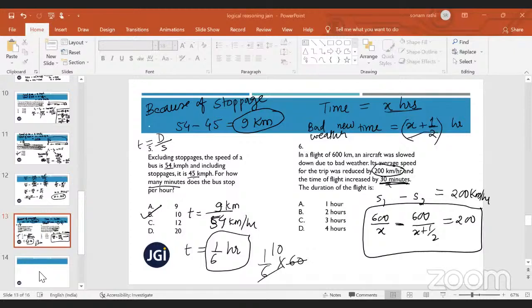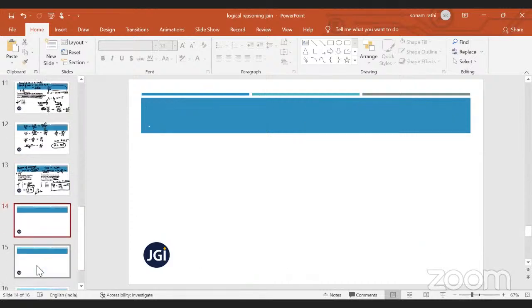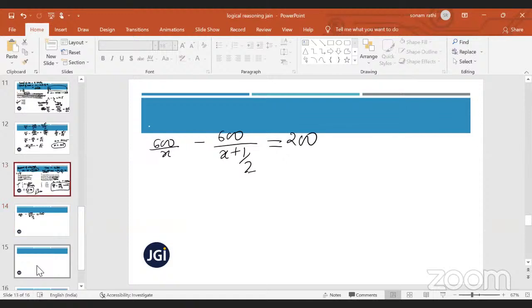Now the good way of solving is to put options in check. Better put options in check. Put 1 in place of x, then check. Put 2 in place of x, then check. Put 3, like this. So what is my equation? My equation is 600 by x minus 600 by x plus 1 by 2, equal to 200. What is my option? Option A is 1.